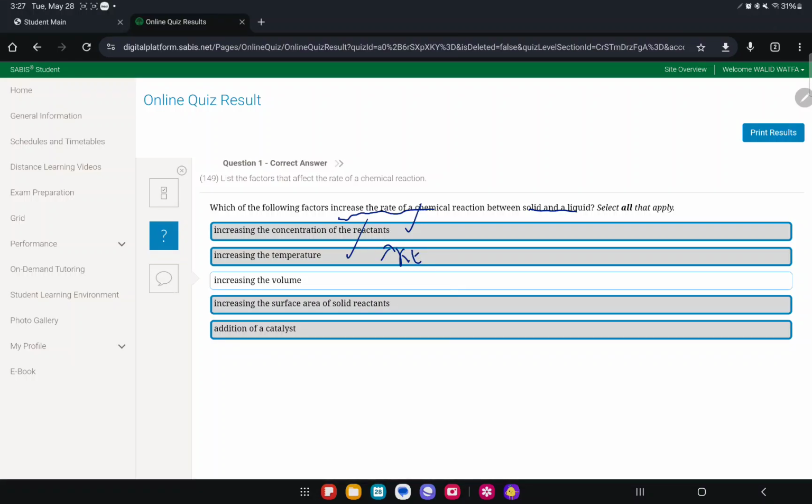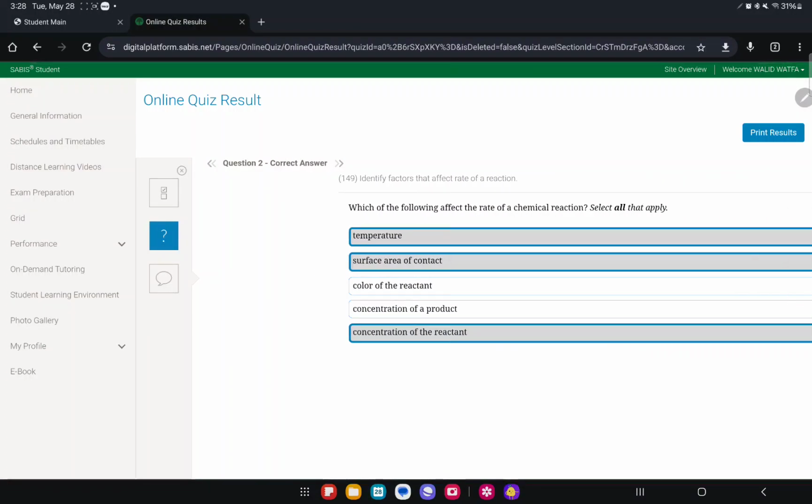But then, increasing the volume, it does not. If they said increasing concentration, then it would increase, but volume doesn't. Because actually when you increase the volume, it decreases the concentration. Then, increasing the surface area, obviously that's correct. It's one of the factors, and so is the addition of a catalyst. They're pretty obvious.